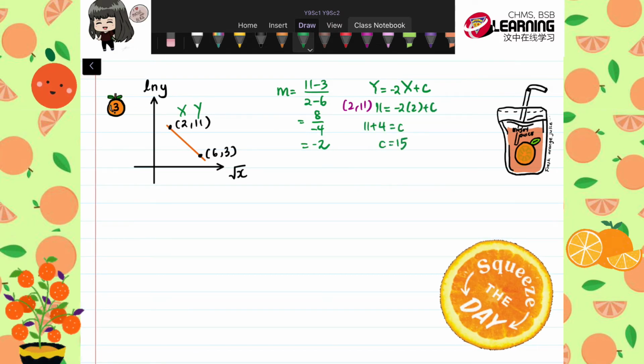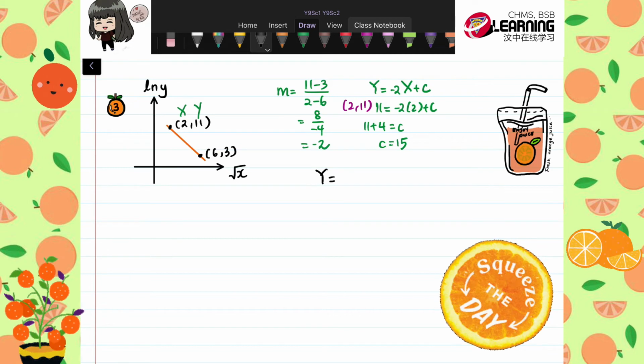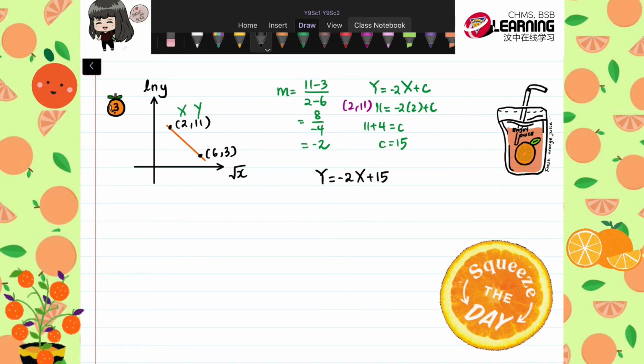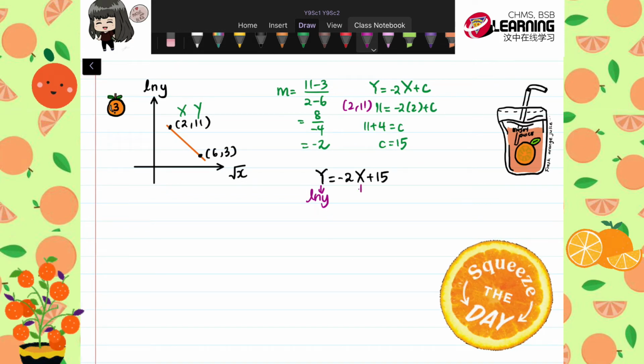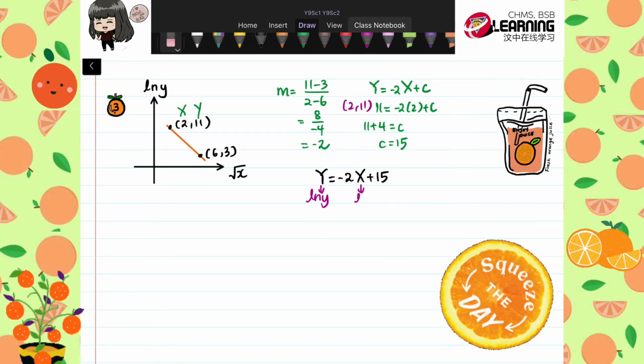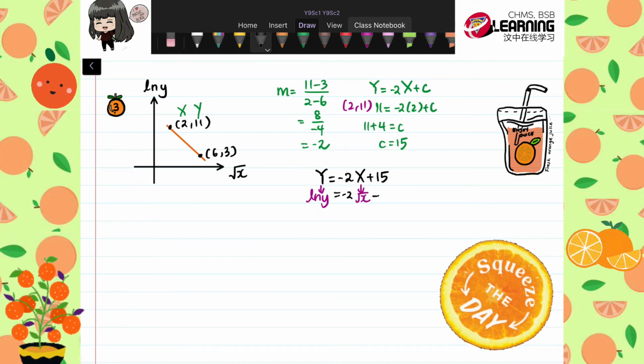C is 15. Okay, so big Y equals negative 2 big X plus 15. So I sub in my ln y. This is my step 2, and I sub in this one as my square root of x, and the rest I bring it down.